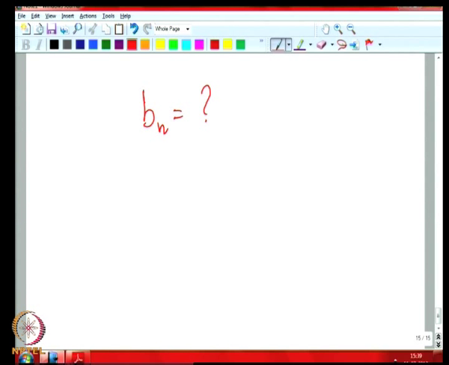So we will use the method of generating functions. The recurrence relation we have is B(n+1) = B0 Bn + ... + Bn B0. Let us say this will work for n equal to 0.